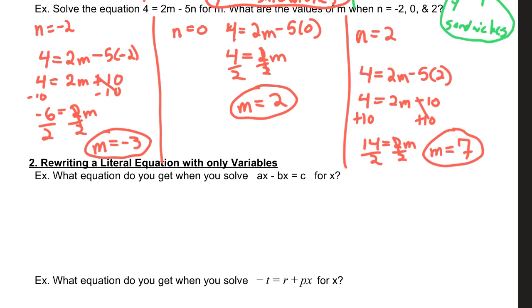When n is 2, rather than negative 2, I got 2m minus 5 times 2, which is 2m minus 10. I solved that by adding 10 to both sides. So this became 14 equals 2m. I divided both sides by 2. I got m is 7.